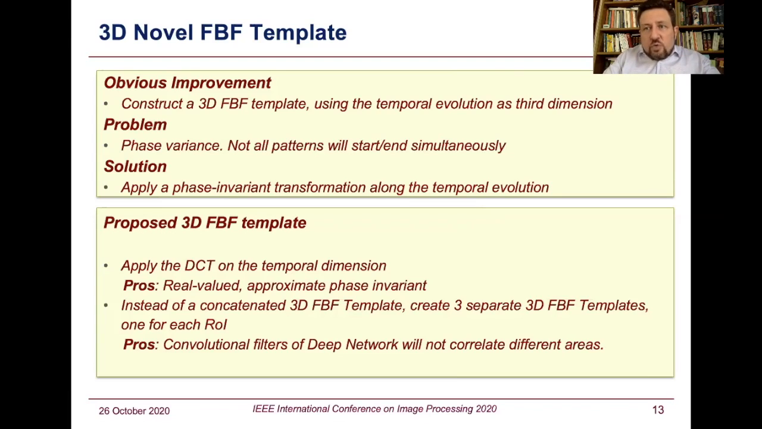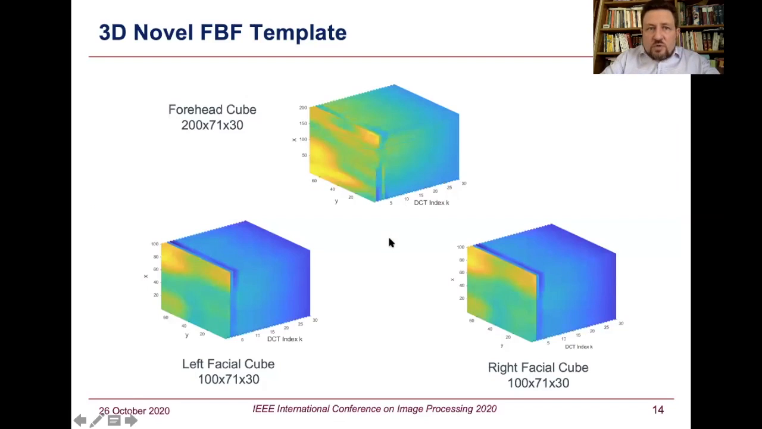So here we could do a concatenated 3D cube with a temporal element being the third dimension. Instead of doing that, we propose that we should cut these areas and feed them separately to the CNN. So we create three different separate 3D FBF tables instead of one, one area for its region of interest. What we propose is that you get three cubes: one for the forehead, one for the left facial area, and one for the right facial area. And these three cubes are fed to a CNN.